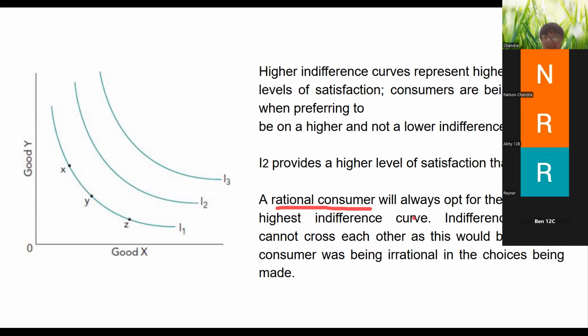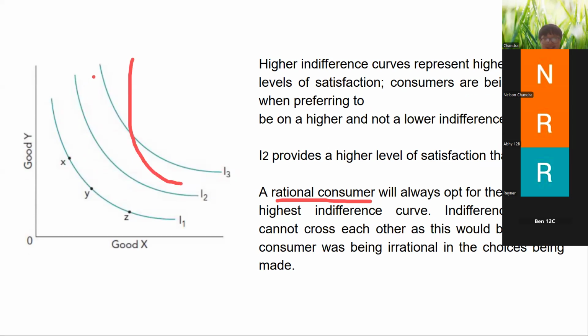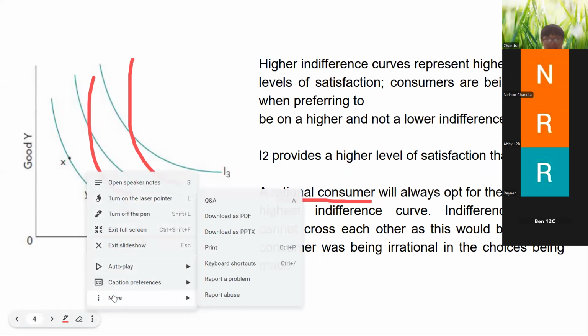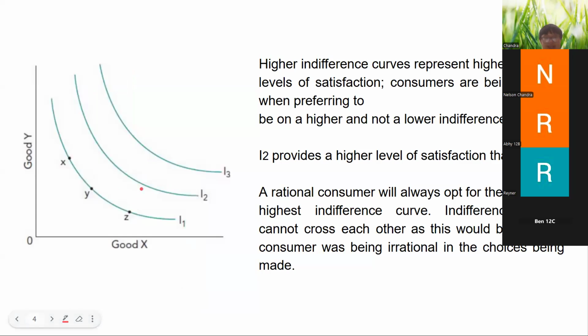Indifference curves cannot cross each other. So it cannot be like this. It is not possible for it to be that way. They cannot cross, because if they cross, that means it will show that you are being irrational.